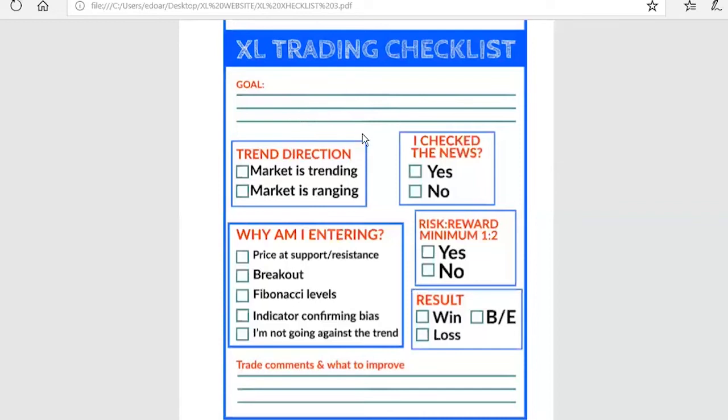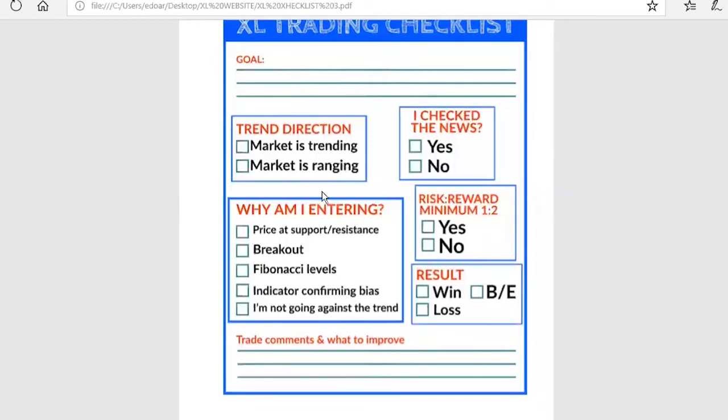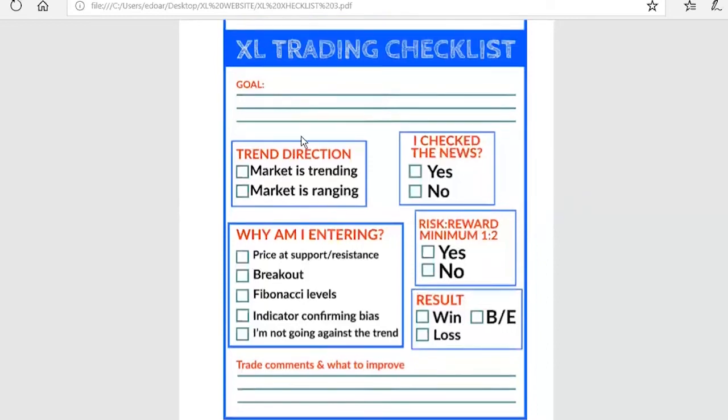Let's move on to trend direction. Now let's move to the part where we analyze a particular setup. So this was just long-term goals, and this is just for one trade.